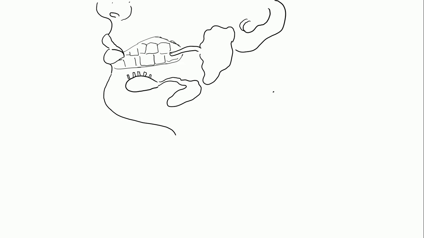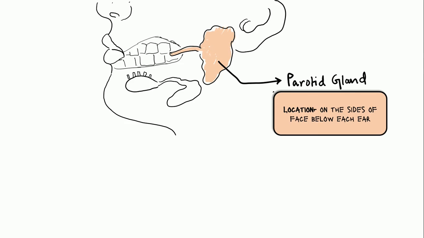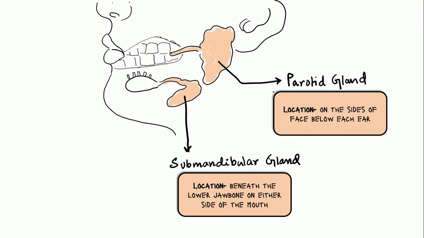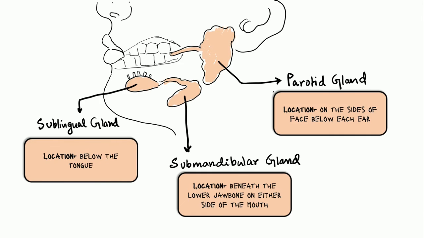Now the salivary glands. Salivary glands are those glands present in our mouth, and they secrete saliva, which contains an enzyme amylase, responsible for the breakdown of carbohydrates like starch. If I consider this as the side view of our face, these are the salivary glands. The first one is called the parotid gland, and it is present on the sides of the face below each ear. The second is called the submandibular gland, present beneath the lower jawbone on either side of the mouth. The third is called the sublingual gland, present below the tongue. So these are the different salivary glands present in our mouth.